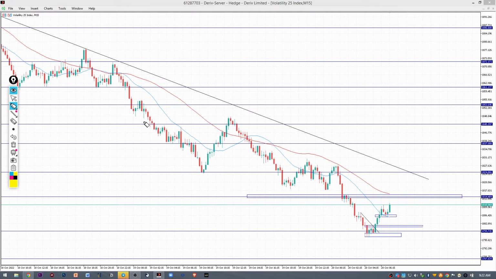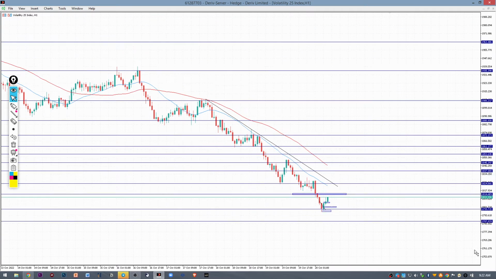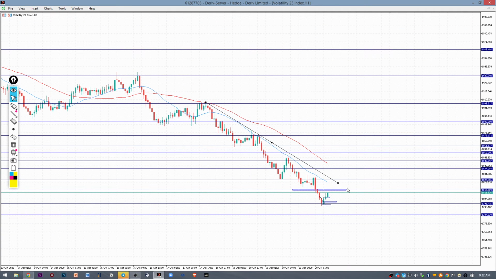And one thing that we must also keep in count is that we have this trend line right here. This is our intraday trend line. If price decided to break above this intraday trend line guys, we can most likely expect price to continue to the upside. But as long as price remains under this trend line guys, we can still expect price to continue to the downside.